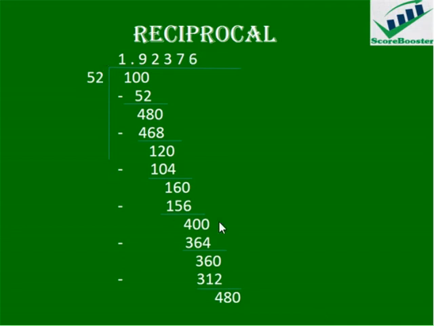How many 52 can we see in 360? We can see 6. 6 multiplied by 52 is going to be 312. You subtract 312 from 360, you have 48. And you know that it's beginning to repeat itself because we already have a 48 here again.